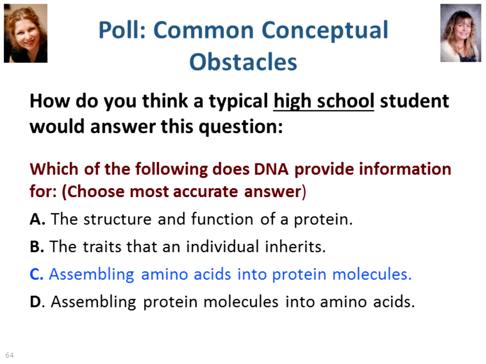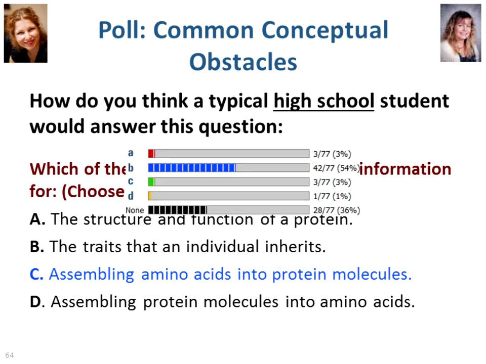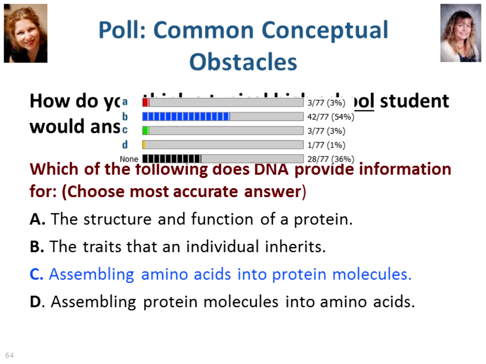Okay. I'm going to lock responses, and I will publish to the whiteboard. All right, so most of you think that high school students will say B, the traits an individual inherits.